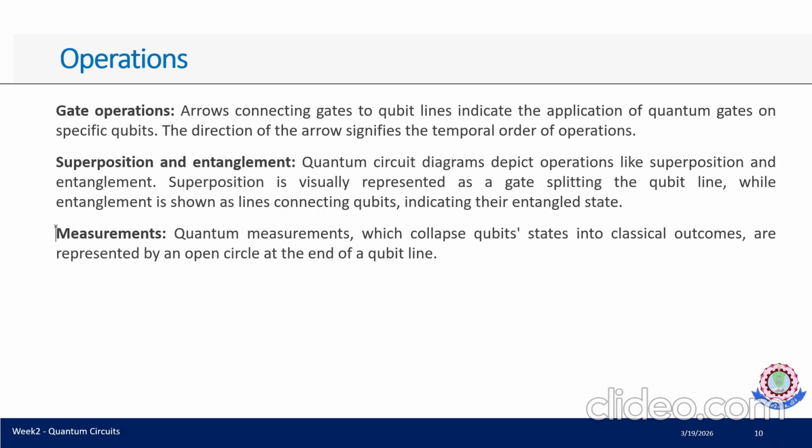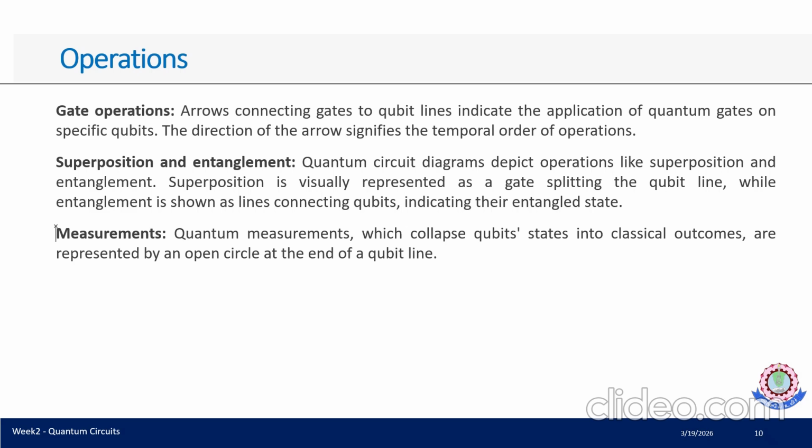Operations. Gate operations: the arrows connecting the gates to qubit lines indicate the application of quantum gates on specific qubits. The direction of the arrow signifies the temporal order of operations. Superposition and entanglement: quantum circuit diagrams depict operations like superposition and entanglement. Superposition is visually represented as a gate splitting the qubit line, while entanglement is shown as a line connecting qubits, indicating their entangled state.